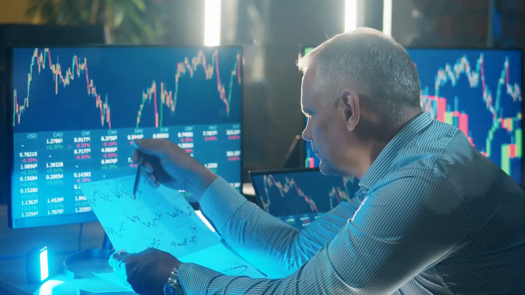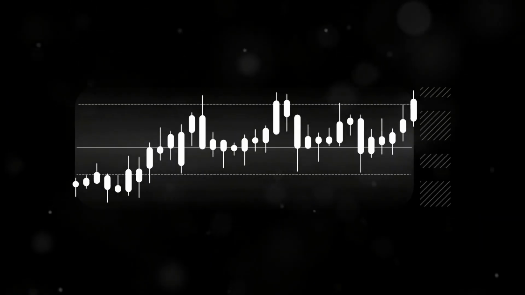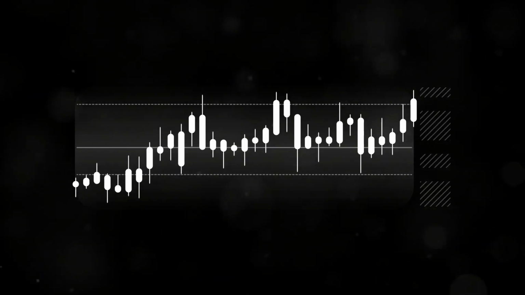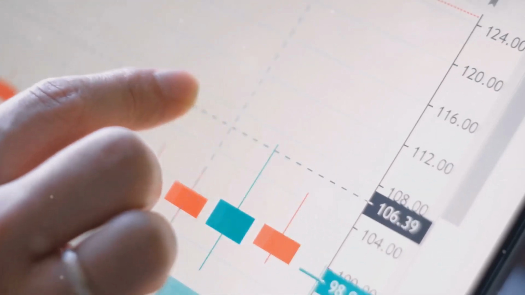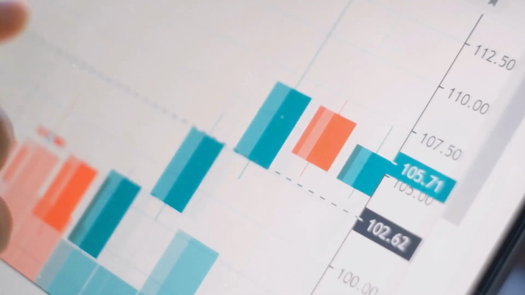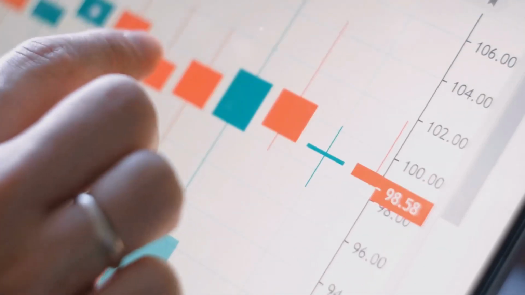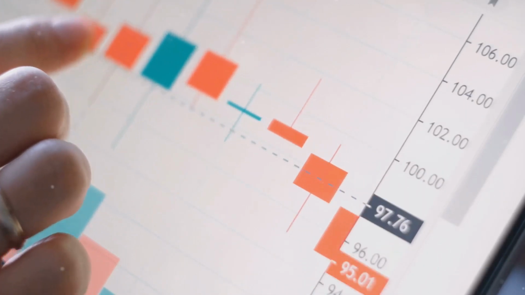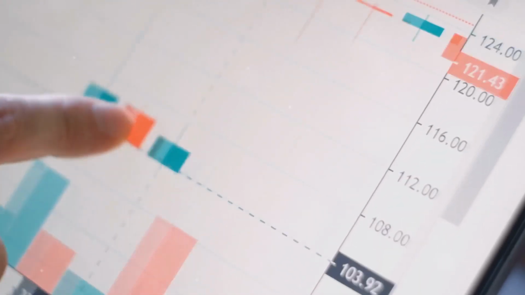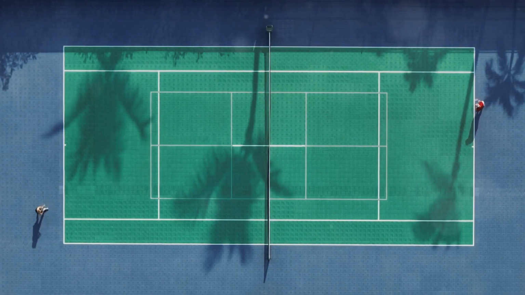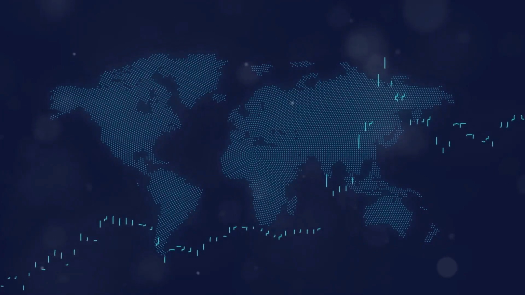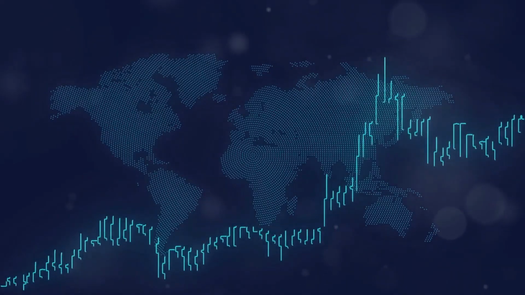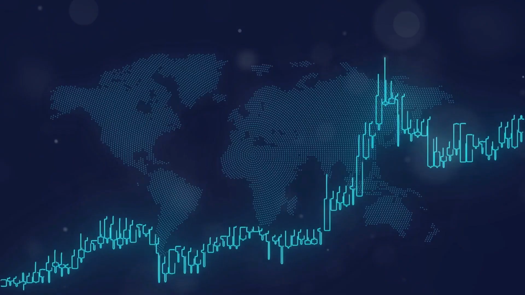Now, you've probably heard the saying, what goes up must come down. Well, in Forex, it's more like, what goes up will probably come down, eventually. That's where support and resistance come in. Support is like a floor, a price level where buying pressure has historically been strong enough to stop the price from falling further. Resistance is the ceiling, a price level where selling pressure has been strong enough to prevent the price from going higher. Think of it like a tennis match. The price is the ball, and support and resistance are the lines on the court. Breakouts happen when the price breaks through these levels, signaling a potential shift in momentum, and that's where the real excitement and profits can happen.